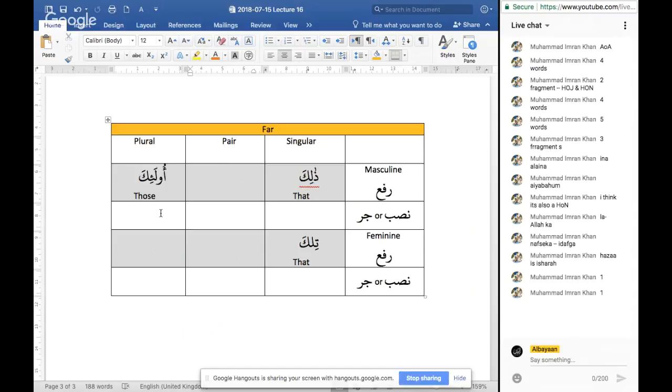And we have read this in the Quran quite a lot. Ulaika hudam mir rabbihim, for example. Those. And again, the same good news, the plural for feminine is exactly the same. Ulaika. There's no difference. Just the same pattern like we had in the near case: haza and ha'ula'i, and then hazihi and ha'ula'i. In this case, we have zalika, ula'ika, and tilka, ula'ika.